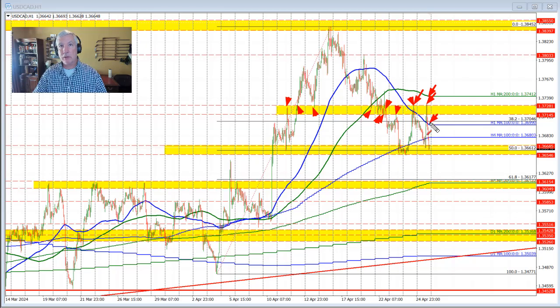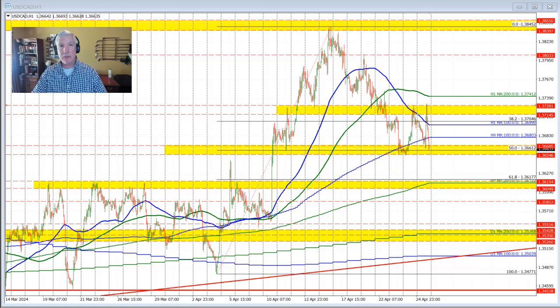And when this price started to trade back below the 100-hour moving average and back below the 38.2% retracement of this move to the upside, that's when things started to unravel even more to the downside, and we've seen that momentum continue. Now we are into another swing area here.